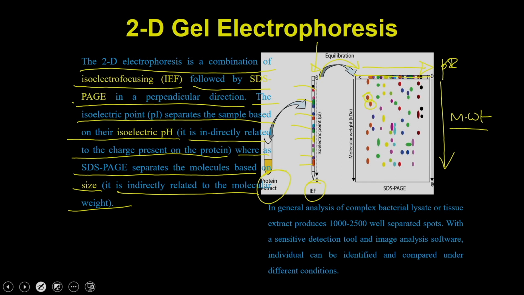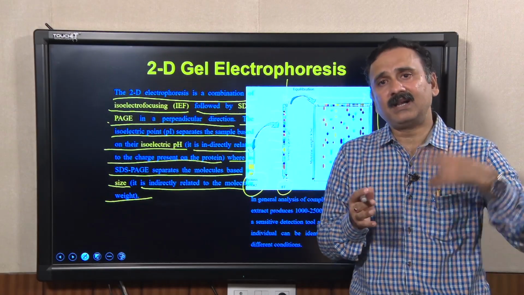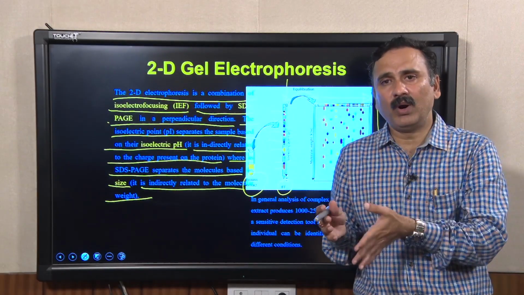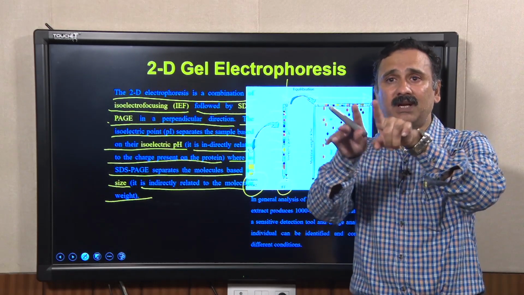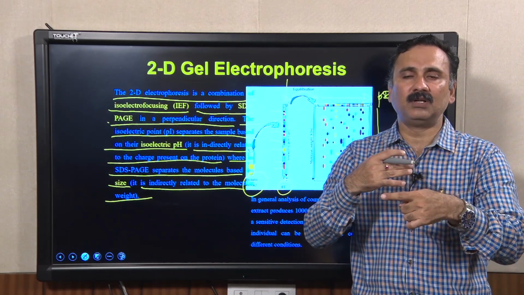Because of these combinations you are going to see individual spots, where even proteins of similar properties are resolved, because two proteins which have the same molecular weight may not have the same isoelectric point. So, first they will be separated based on the isoelectric point, and then they will be separated based on the molecular weight.